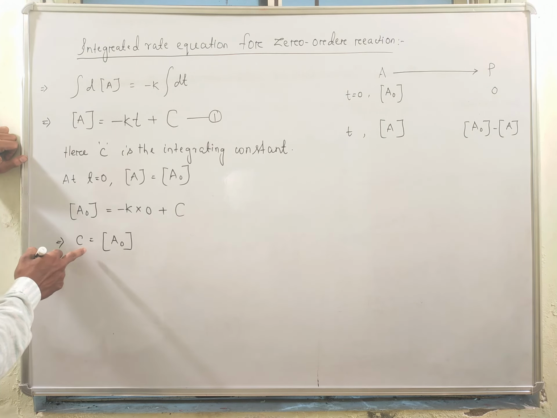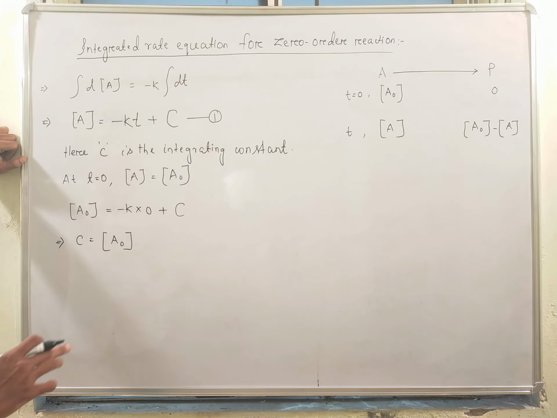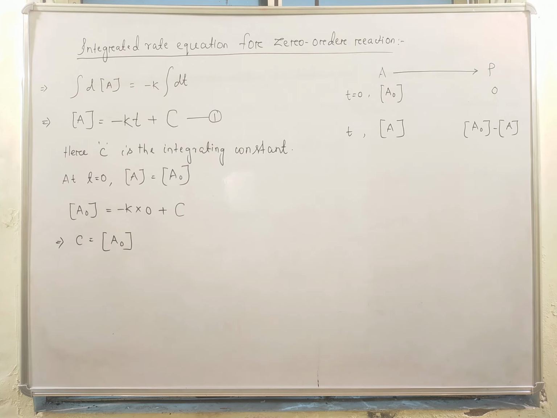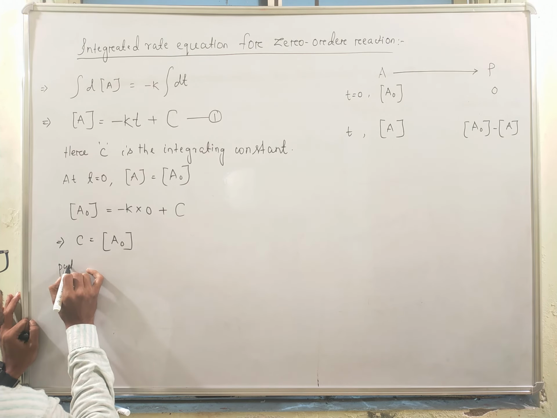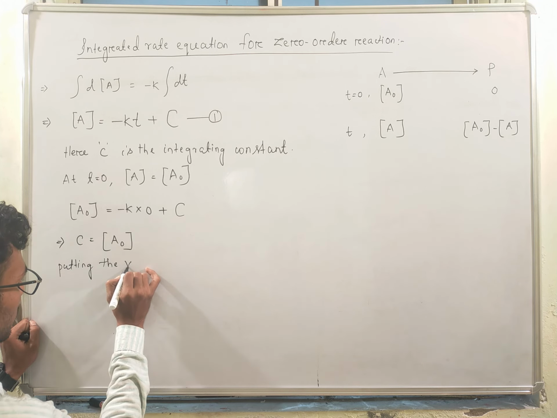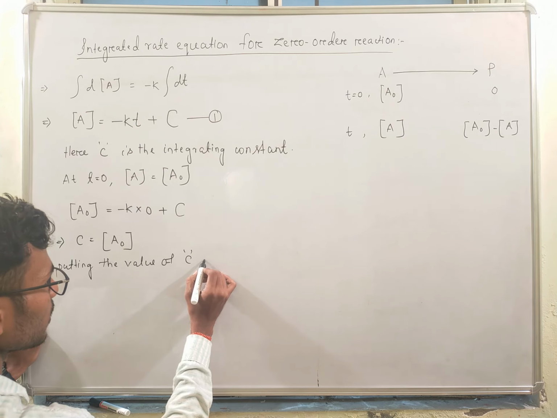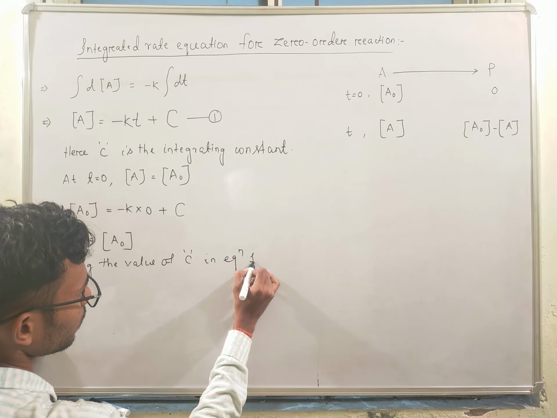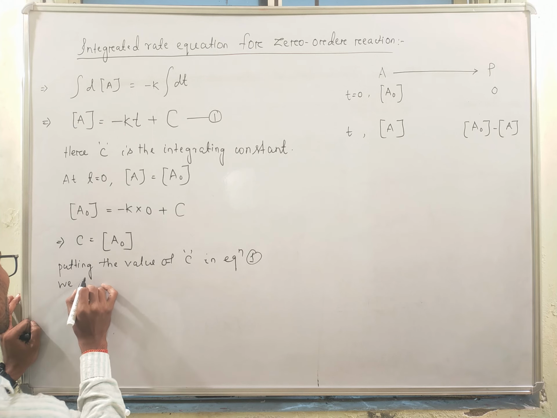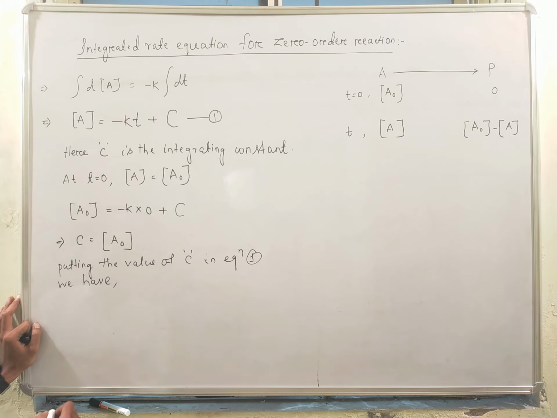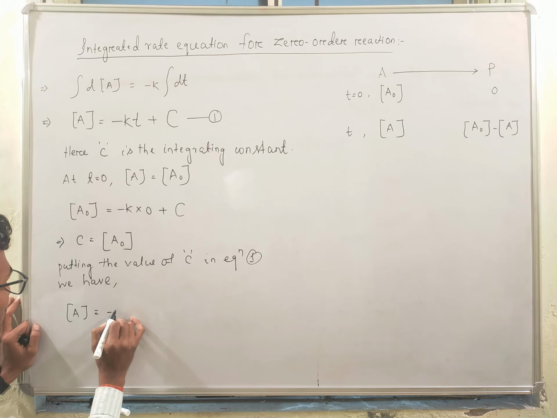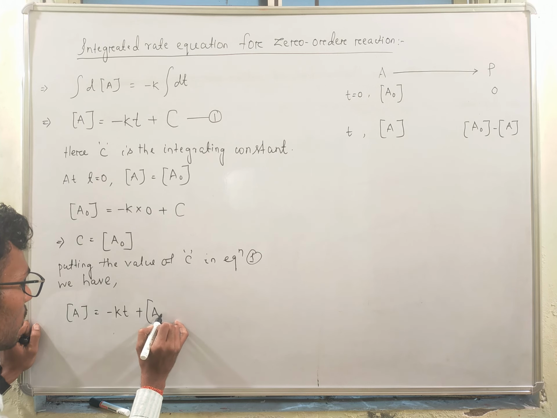Now putting the value of c equal to A naught again in equation 1, we have A equal to minus kt plus A naught.